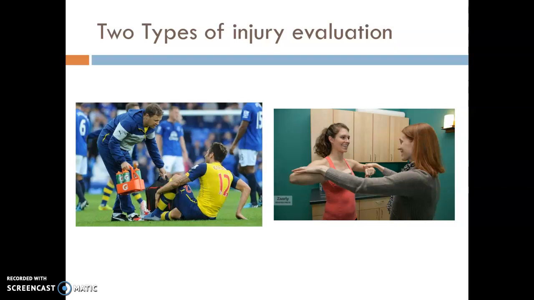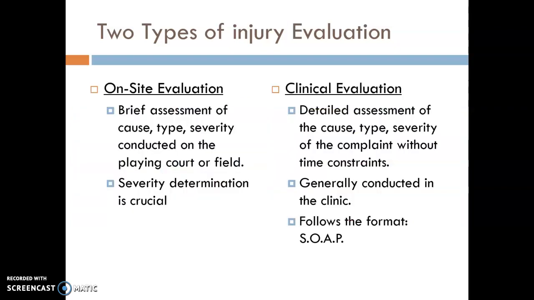We perform two types of injury evaluations as an athletic trainer. They could either be on-site or clinical or off-site evaluations. On-site is going to be a very brief assessment of the cause, type, and severity, and that's going to be right on the field or court when we first run out to that injured athlete. And then our clinical evaluation or off-site is a very detailed assessment of that cause, type, and severity.